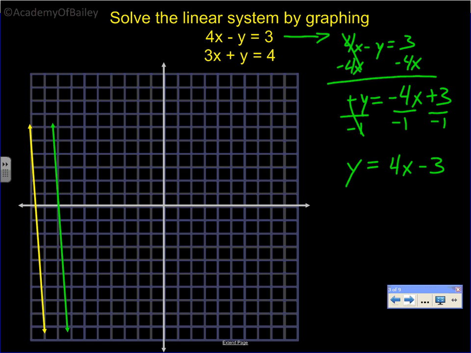And so from here I can graph this line. The y-intercept is negative 3. 1, 2, 3. And the slope is 4 over 1. So that means from the y-intercept I go up 4. 1, 2, 3, 4. And to the right 1. And so I can go ahead and graph this line.